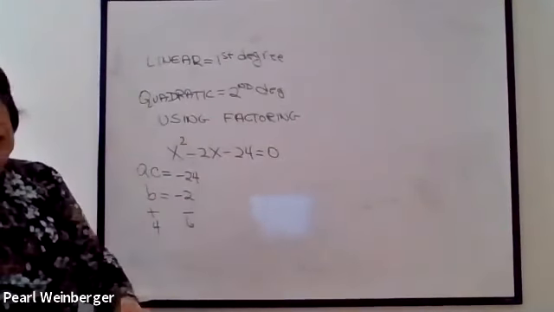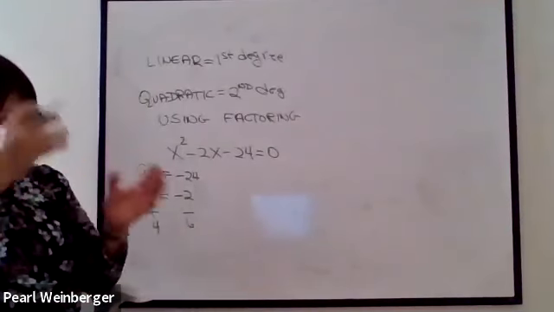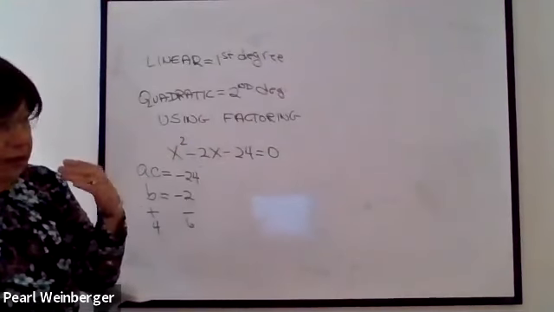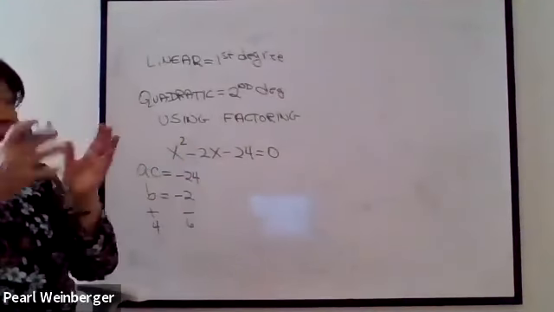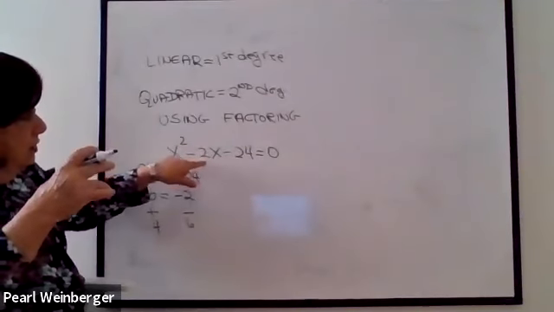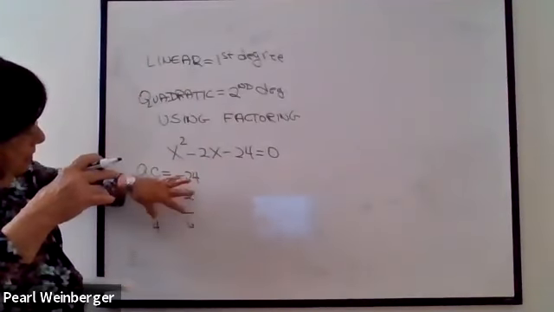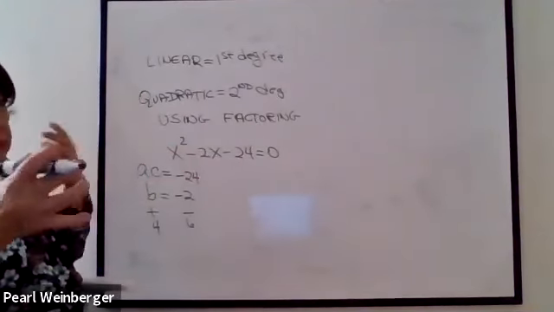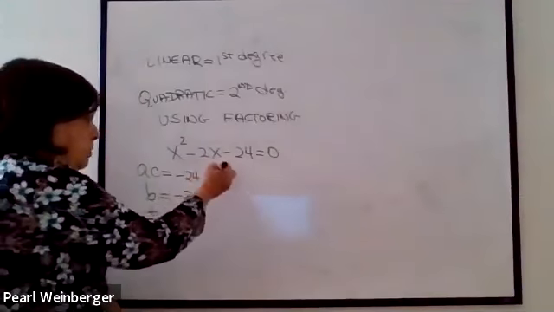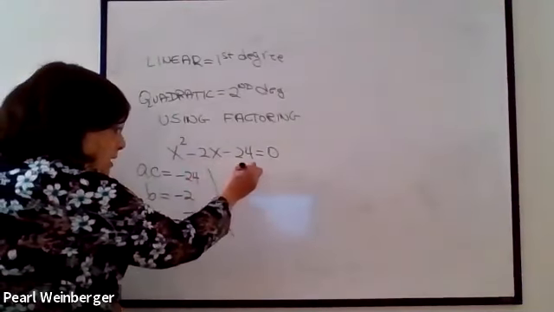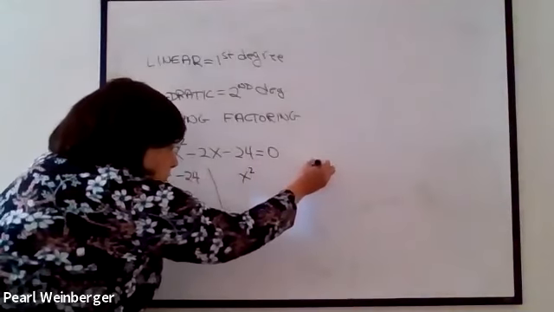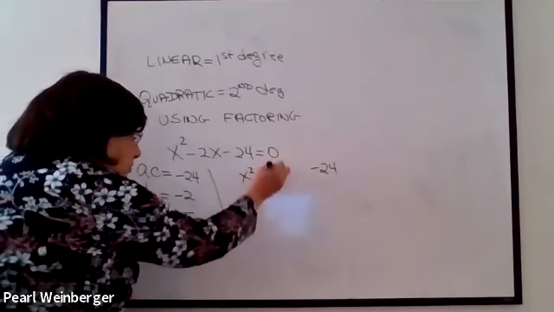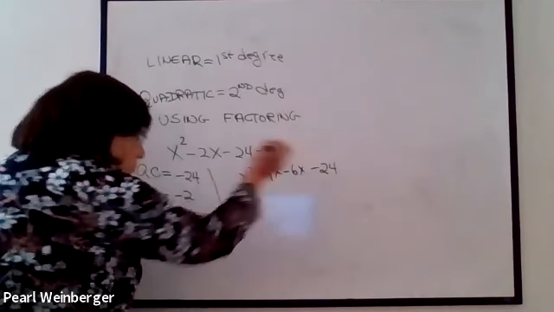Otherwise you just make a list of all the numbers or just take it on your calculator and just see, 1 times 24, plus 1 and a negative 24 gives me negative 3. It doesn't work. Since this middle number is small, it must mean the numbers are close together. When the middle number is big, it means the numbers are further apart. So this will really give me x squared, here's my negative 24, a positive 4x, and a negative 6x.